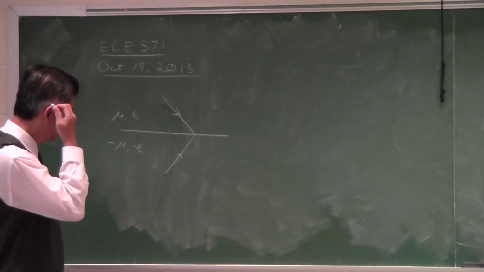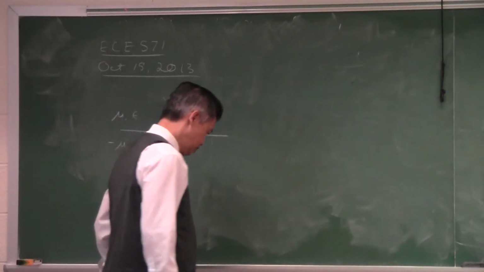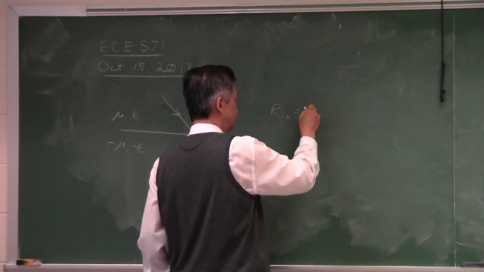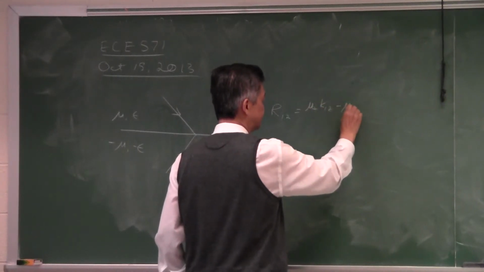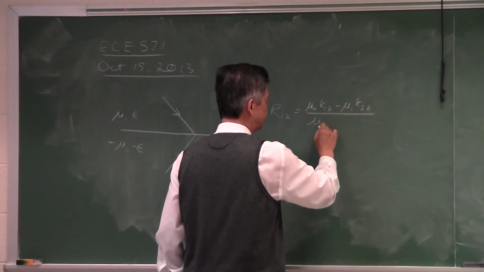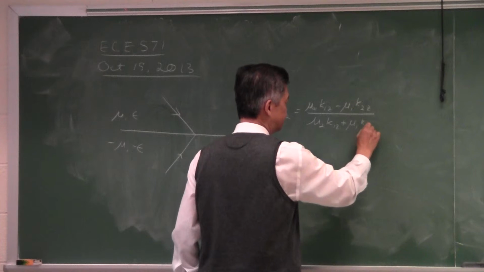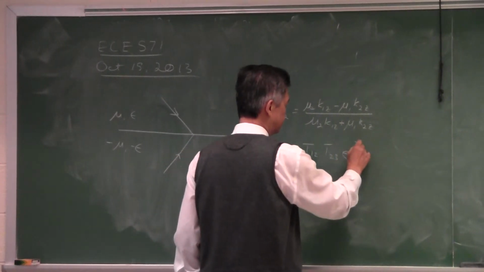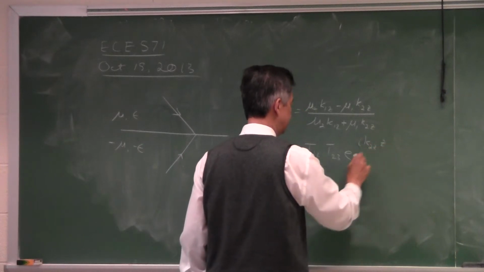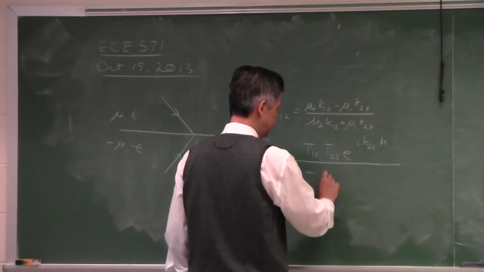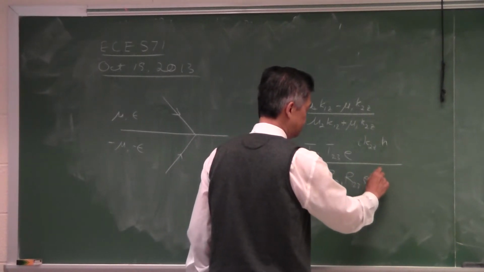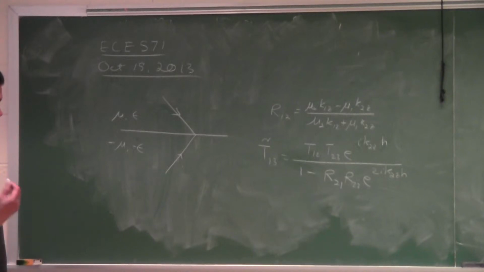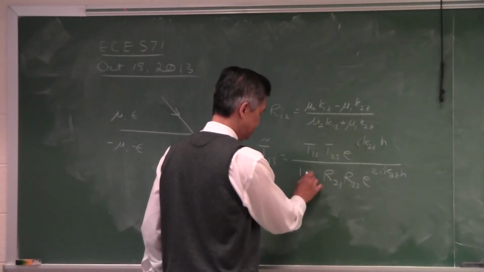And then regarding the case of evanescent wave amplification, I think you will find that if you have R12 equal to, say, (mu2 k1z minus mu1 k2z) over (mu2 k1z plus mu1 k2z), and then you have T13 generalizes T12 T23 e to the i k2z h, where h is the thickness of the slab, over 1 minus R21 R23 e to the 2i k2z h. I can hand out the solution after the lecture today. I may have actually written up the solution, but let me hand that out after class today.